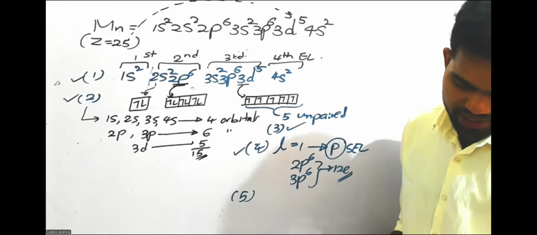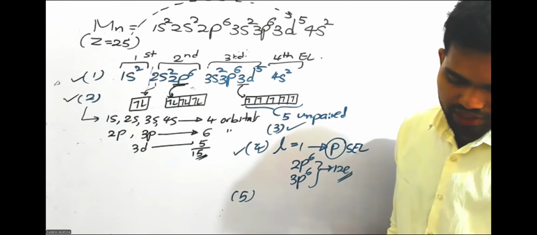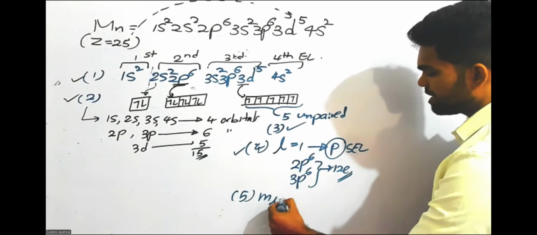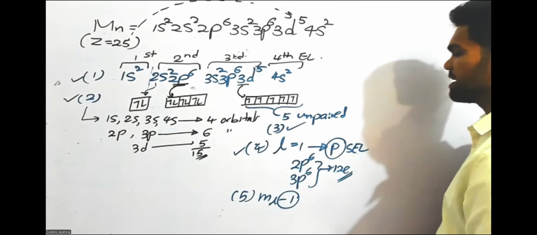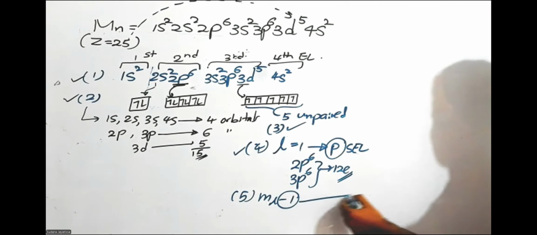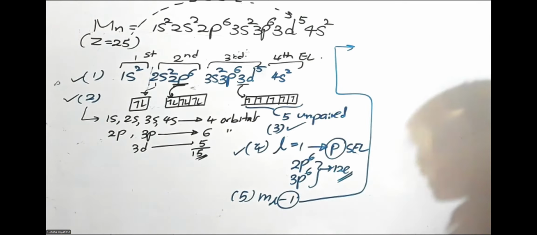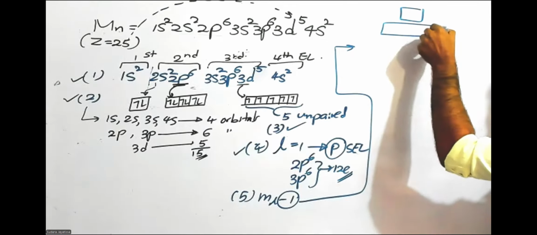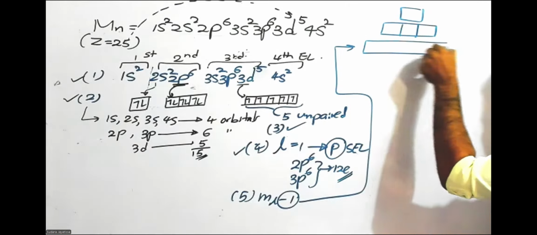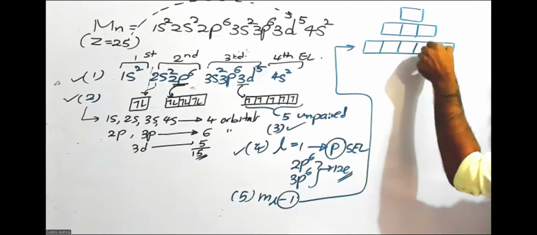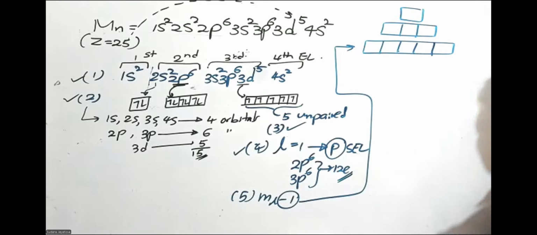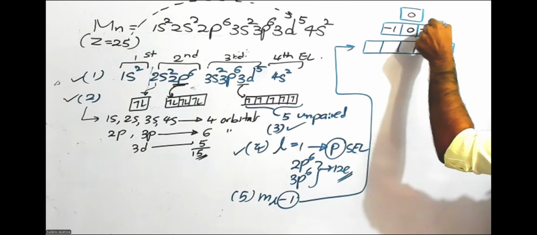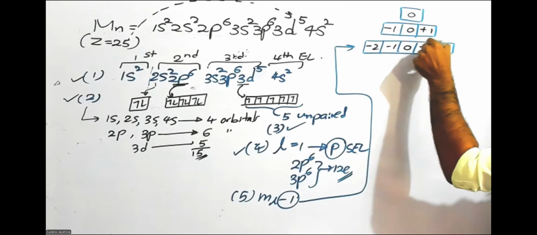The last statement says there can be a maximum of 6 electrons with magnetic quantum number ml equal to -1. The magnetic quantum number represents orbitals, so we're going to write it here. You have s, then you have p, then you have d. These orbitals are labeled by the magnetic quantum number. Here the magnetic quantum number is 0. For p it is -1, 0, +1. And for d it is -2, -1, 0, +1, and +2.